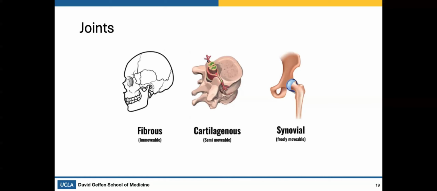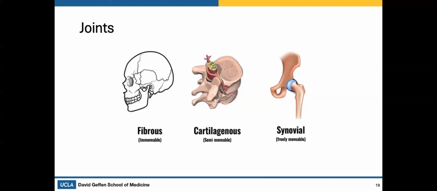Fibrous joints are joints that are immovable. They are held together by dense connective tissue. A couple of examples include the sutures that connect the bones of the skull, and the gomphuses that connect the teeth to their sockets.